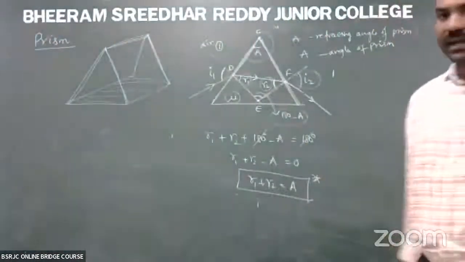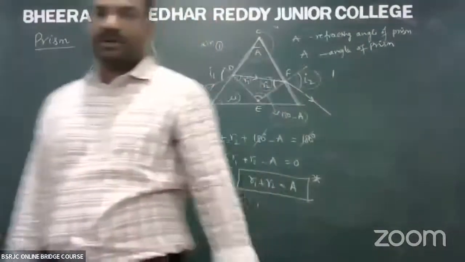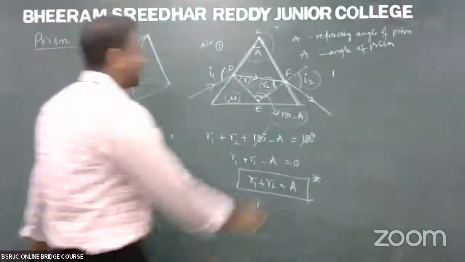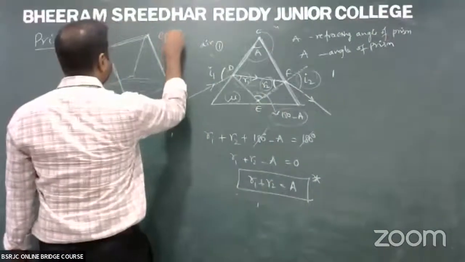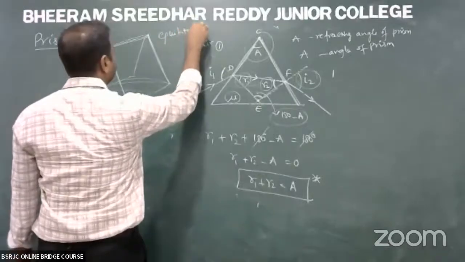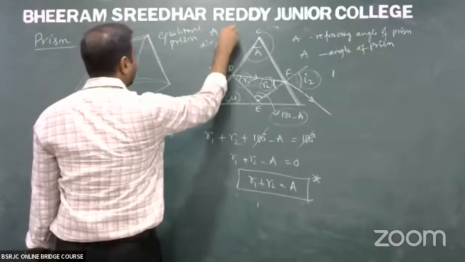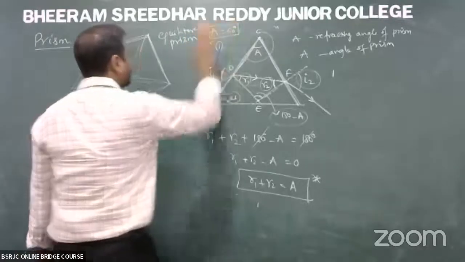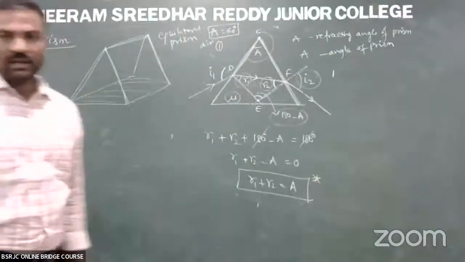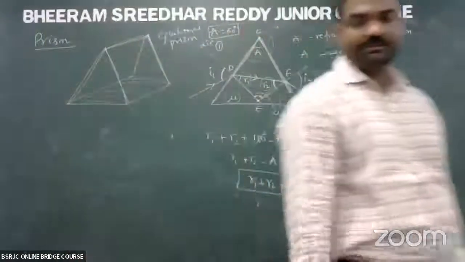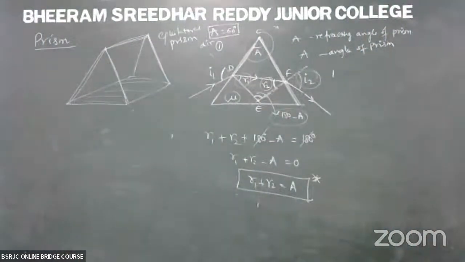Usually, whenever we take a prism, we take the equilateral prism. If I take an equilateral prism, what will the A value become? The A value will become 60 degrees. The angle of the prism will become 60 degrees, something like an equilateral triangle.